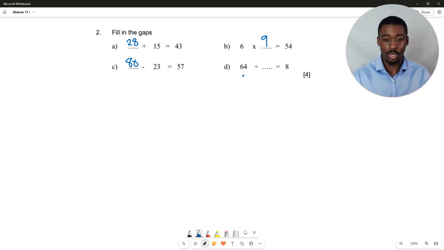And now for our final question, we have 64 divided by something equals 8. Now here, without even using any extra workings out, if you're good with your times tables, you know straight away. The answer has to be 8. Because we know 8 times 8, 8 squared, is 64. So that means the reverse, 64 divided by 8, should be 8. So the answer is 8.